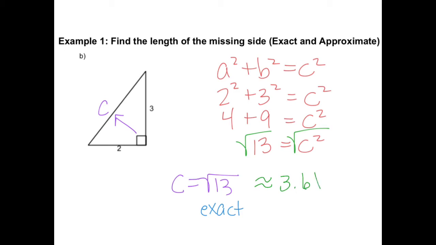So we actually have to round to get that 3.61 because the actual number is 3.60555127555 and so on. It doesn't stop because it's not a perfect square. So we have to round. That actually makes the decimal the approximate answer because of the rounding. So in this case, the square root of 13 is the exact answer and 3.61 is the approximate answer.